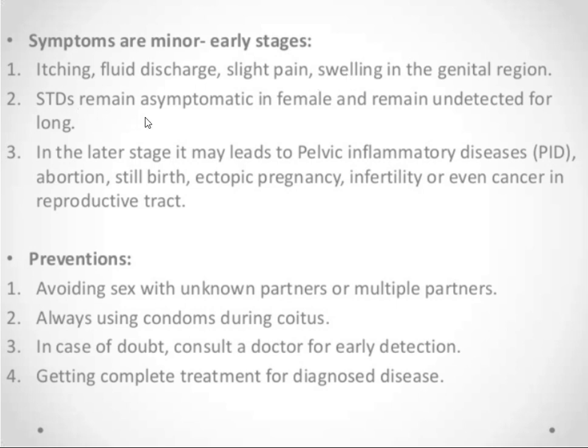Then STDs remain asymptomatic in females and remain undetected for long. In such cases, that can result in a bigger form. In the later stage, it may lead to pelvic inflammatory disease, that is called PID, abortion, and stillbirth, then ectopic pregnancy, infertility, or even cancer in the reproductive tract. So these are symptoms which are observed mainly in the minor or early stages.